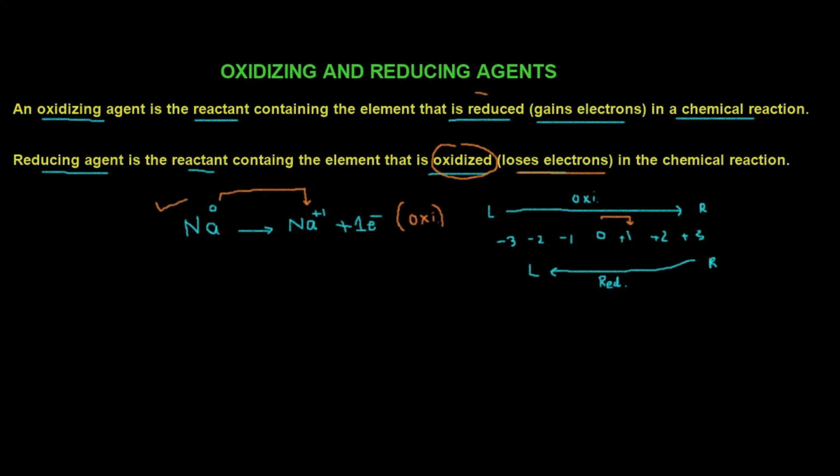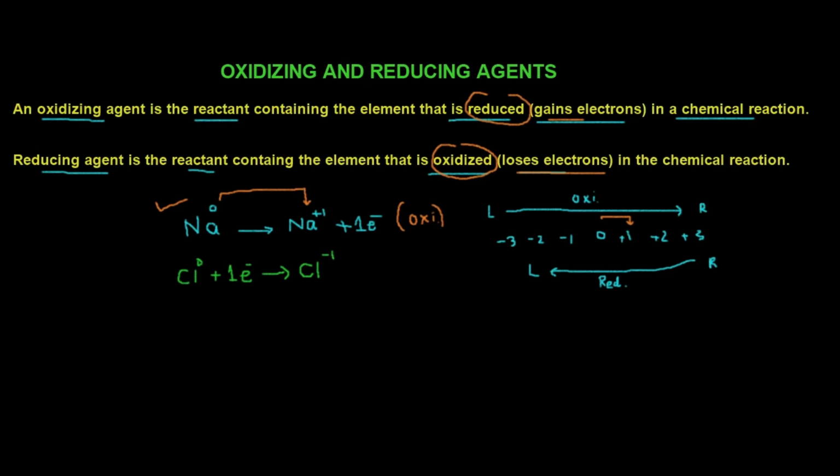Now what do you mean by reduced, or gain of electron? If you have a chlorine atom that is present in a free state, it means it has zero charge, zero oxidation state. If it gains an electron, it will be converted into Cl with a -1 charge. Since it has gained an electron, chlorine from zero state is converted into -1 oxidation state.